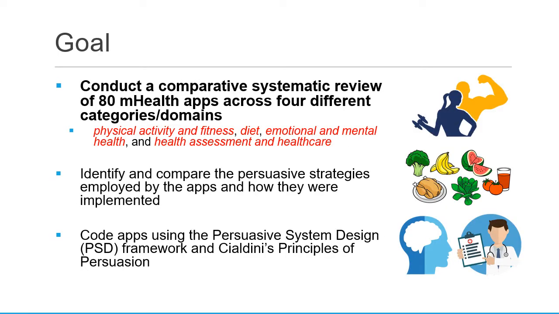So the goal of this research is to conduct a comparative systematic review of 80 mHealth apps across 4 domains, namely physical activity and fitness, diet, emotional and mental health, health assessment, and healthcare. Specifically, we identified the persuasive strategies employed by the various apps and how they were implemented, and then compared them across the 4 domains. Reviewers coded the apps using the Persuasive System Design Framework, popularly known as the PSD model, and Cialdini's principles of persuasion.